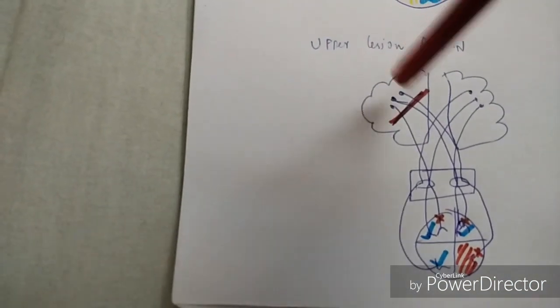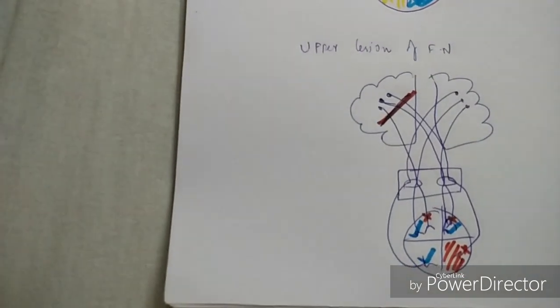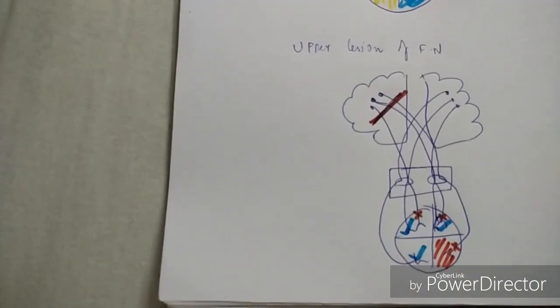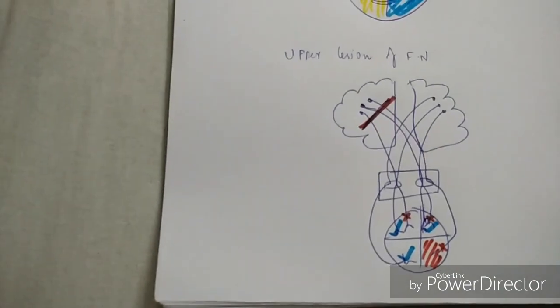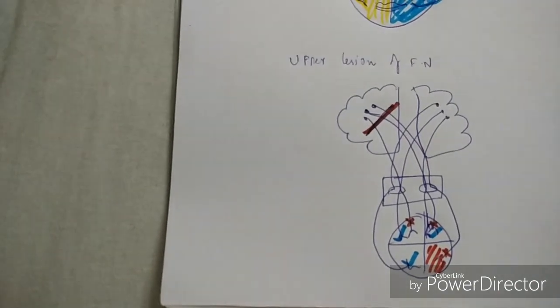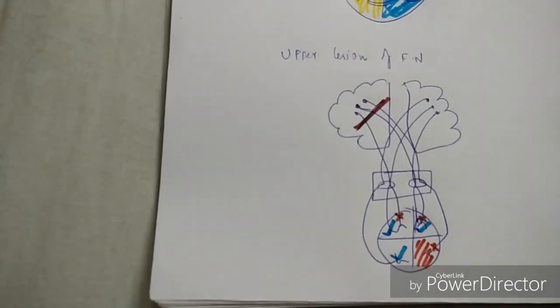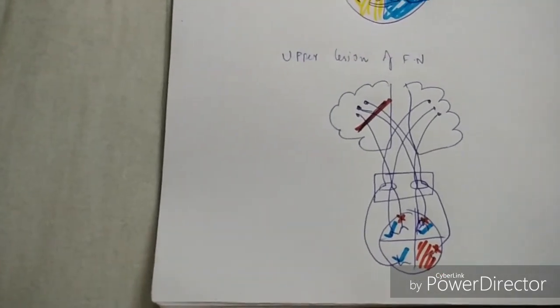So when there is an upper motor lesion of one side of facial nerve, there will be paralysis of the opposite side lower half of face. The upper half of face is spared because it has bilateral innervation from the opposite side. Now let's move on to lower motor lesions of facial nerve.